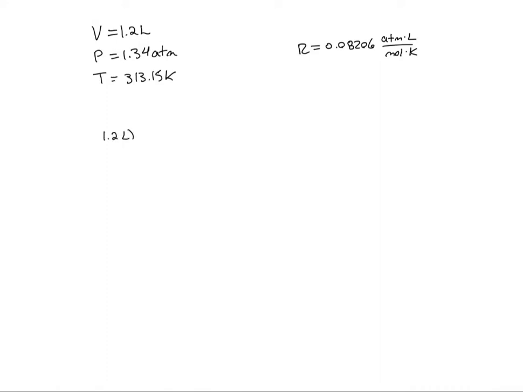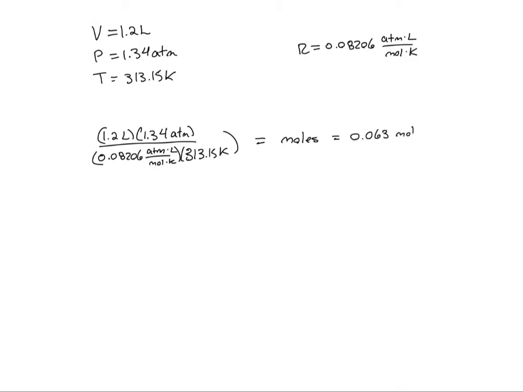Volume, 1.2 liters, times pressure, 1.34 atmospheres, divided by R, so 0.08206 atmospheres times liters over moles times Kelvin, times 313.15 Kelvin, and that'll give us moles. And if you solve that out, you're going to get 0.063 moles of oxygen.